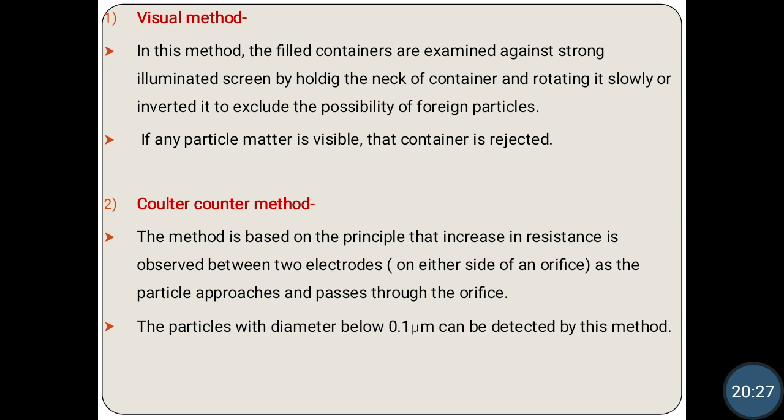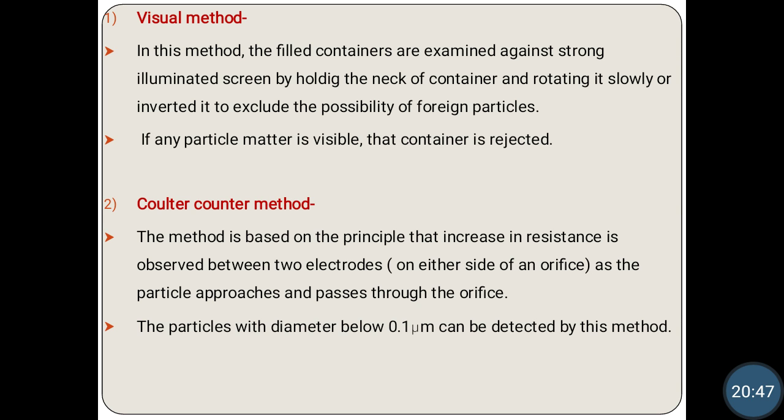So the method is based on the principle that there is an increase in resistance observed between the two electrodes on either side of an orifice as the particle approaches and passes through the orifice.